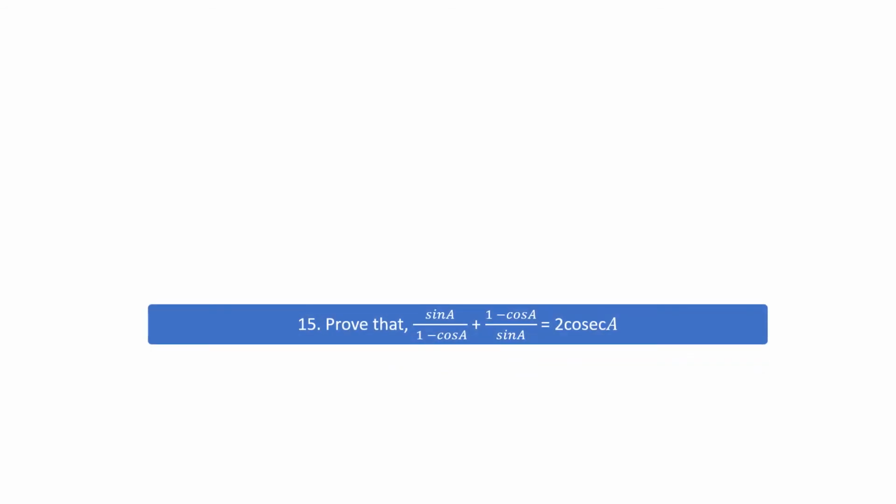Question number 15. Prove that sin A by 1 minus cos A plus 1 minus cos A by sin A equals cosec A. Same process as in the previous math. Do this yourself.